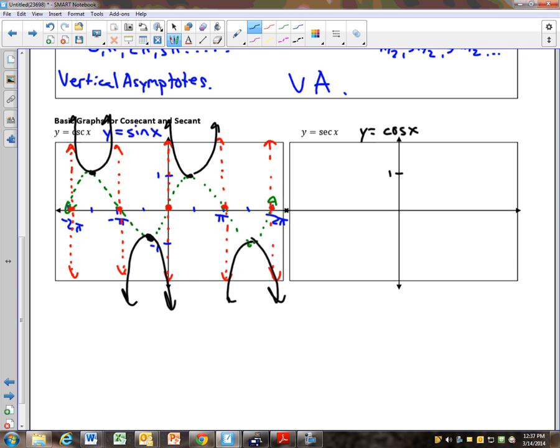Put my 1 and my negative 1. The period for cosine is 2 pi. I'll put that on the right, on the left. Divide it up into 4 spots.